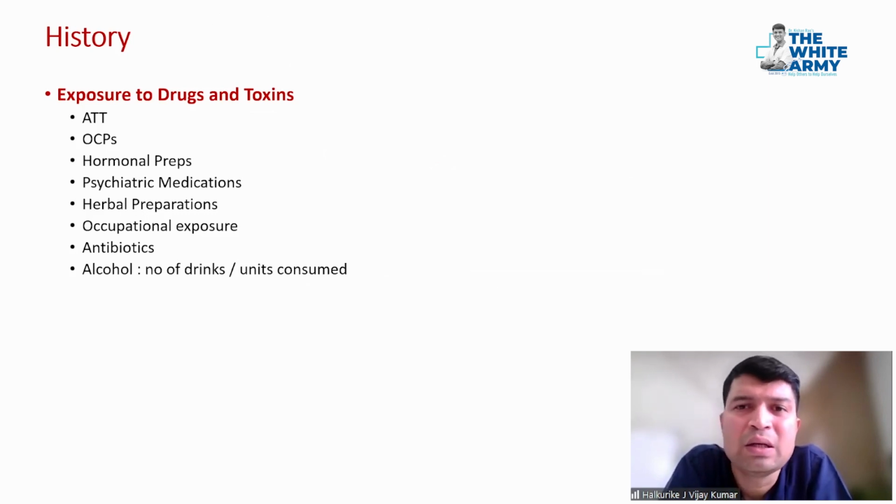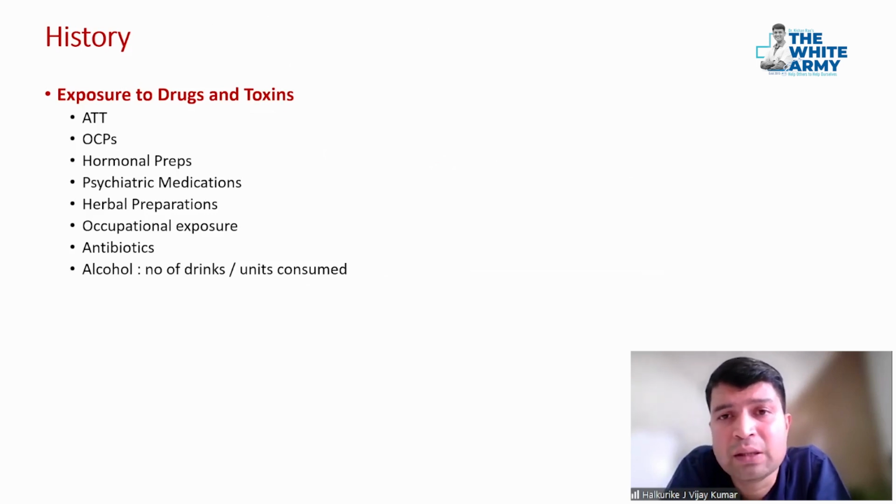Most commonly, it is anti-tubercular drugs. Anti-tubercular drugs are widely used in our country. So ATTs are one of the culprits. And of course, while the patient is on ATT for the first few days and weeks, we monitor liver function tests very closely. Another commonly used medication is the oral contraceptive. It's very, very important to take this history. Hormonal preparations are also important.